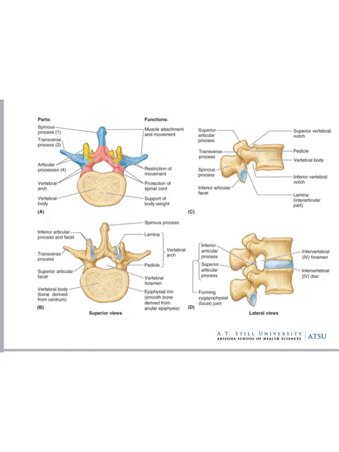Now notice the different views. Let's find these structures again, both from the superior and lateral view. First, the vertebral body. I'll outline the vertebral body here in red. Notice that the vertebral body is thick and sturdy. This is where the majority of the weight bearing occurs in the spine.